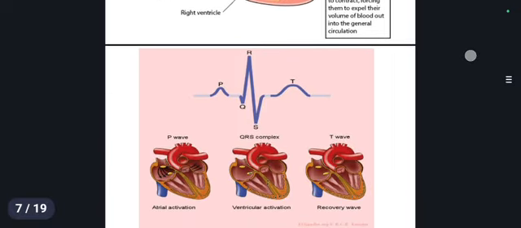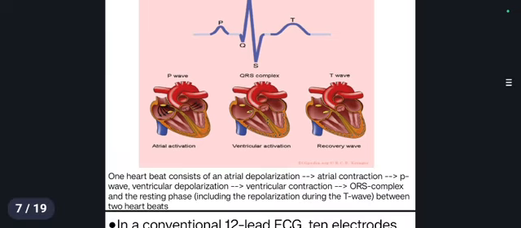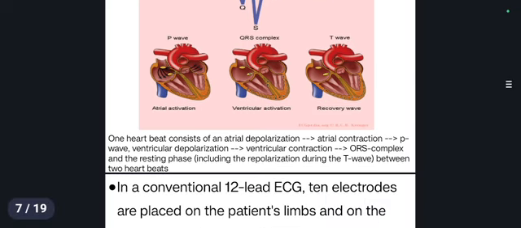This is the wave formation of the ECG. The P wave is atrial activation, the QRS complex is ventricular activation, and the T wave is the recovery wave. These are the overall waveforms present during the conduction of the heart. One heartbeat consists of an atrial depolarization and atrial contraction, the P wave, ventricular depolarization and ventricular contraction, the QRS complex, and the resting phase, including the repolarization during the T wave, between the two heartbeats.